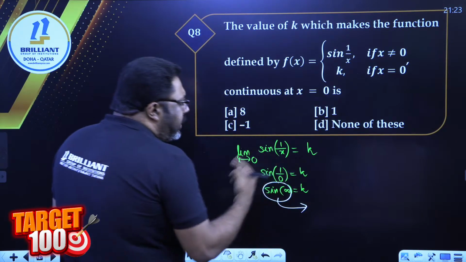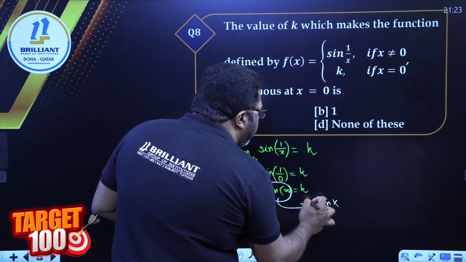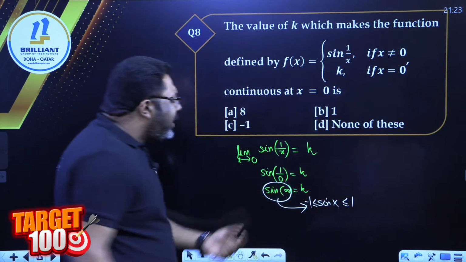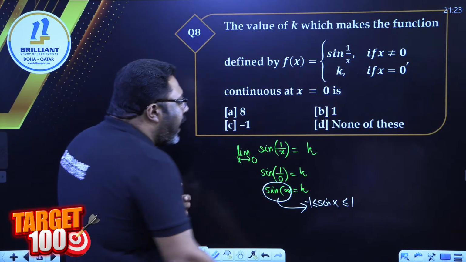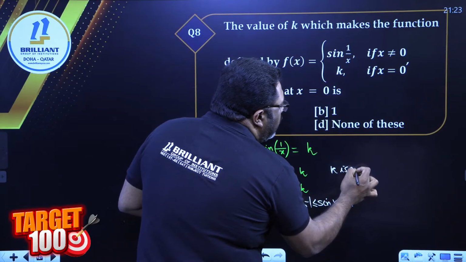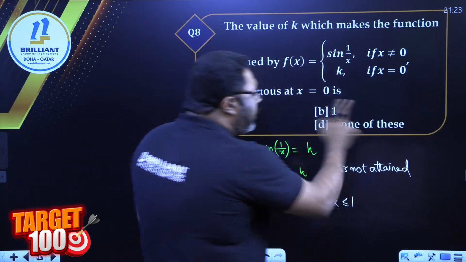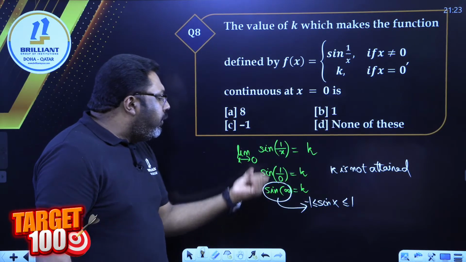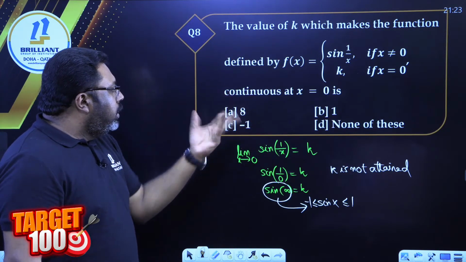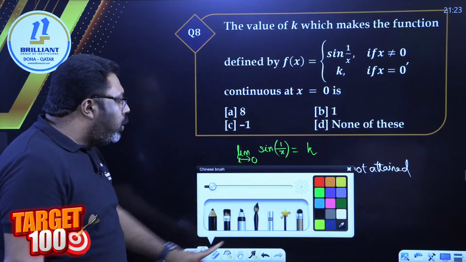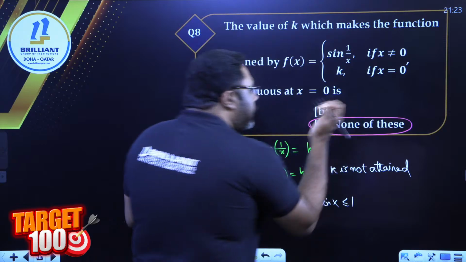Whatever be inside sine, you can say the value of sine always lies between -1 and 1. So it's a defined value, but we don't know what value it is. So we'll say that k is not attained. You cannot find the value of k. For what value of k is the question? I cannot tell what value of k gives me this continuity. So they're saying 8, they're saying 1, they're saying -1. So we don't know which value. So the most probable answer you can give for this is option D, none of these.